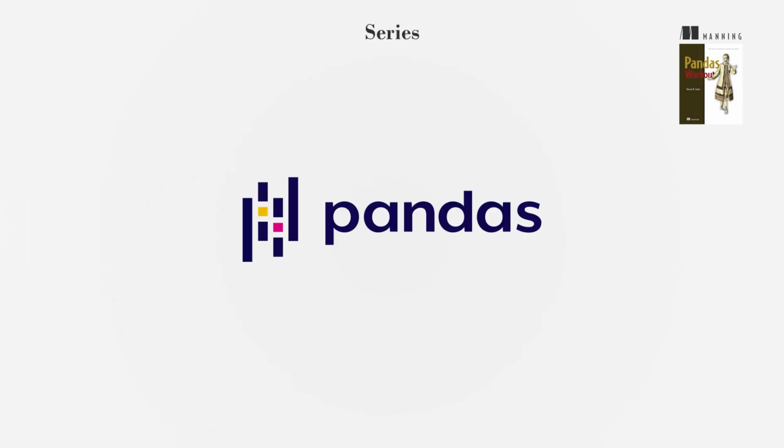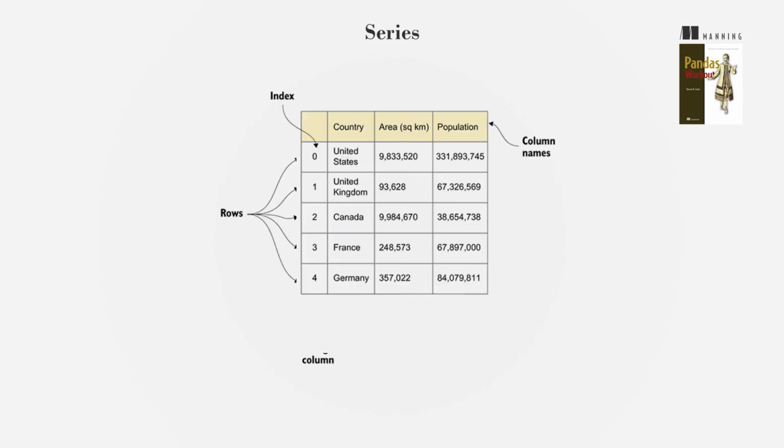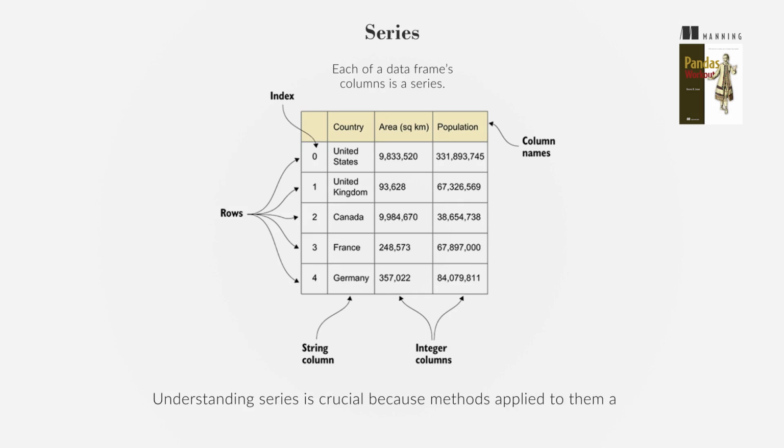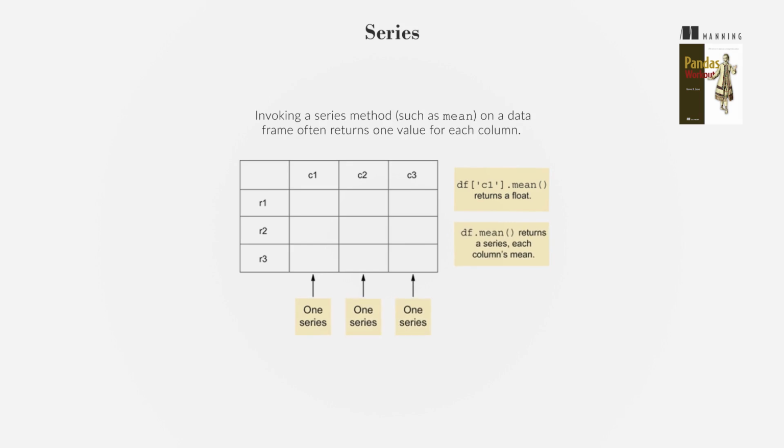In Pandas, data is often manipulated in two-dimensional tables called data frames, which are composed of one-dimensional series. Understanding series is crucial because methods applied to them are also applicable to data frames, yielding results for each column. For instance, the mean method calculates the average of a series and can be applied to each column of a data frame, returning a series of means.